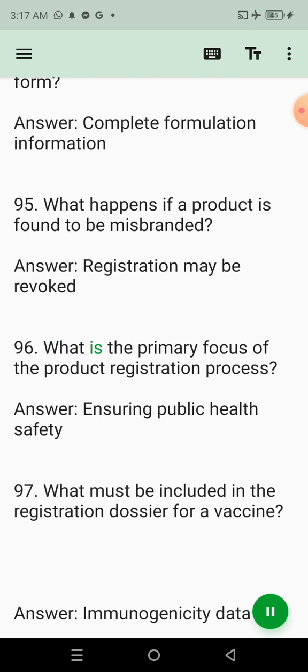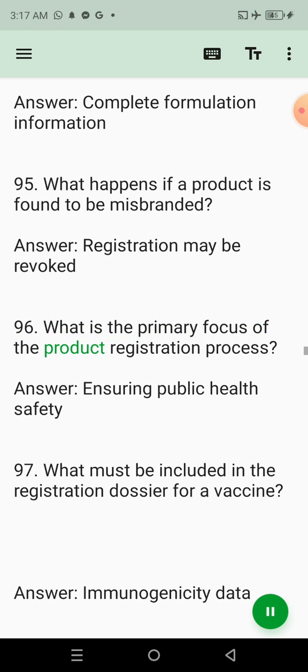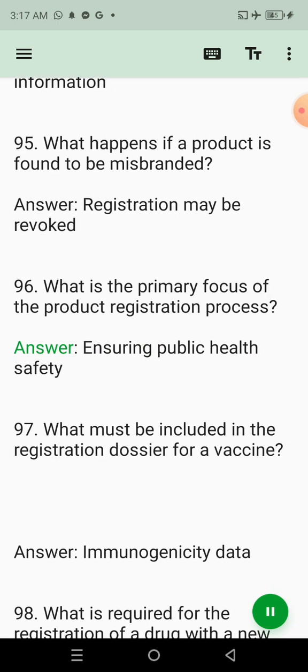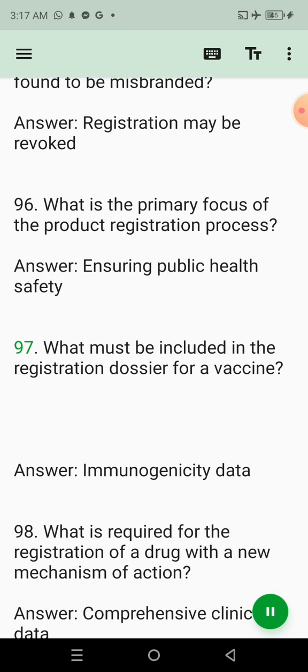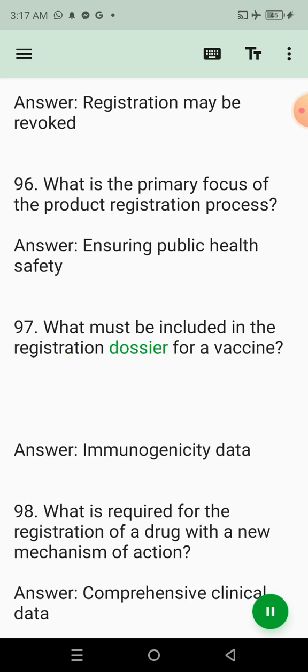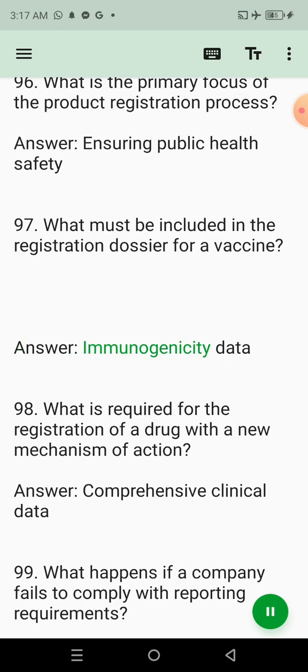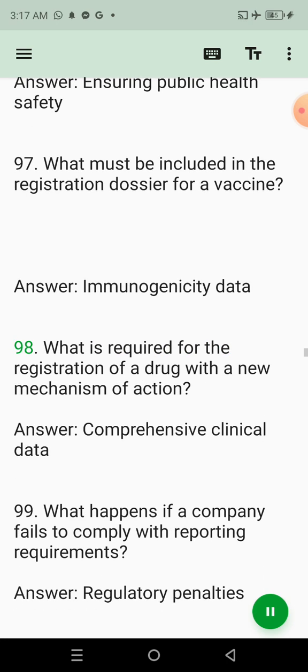96. What is the primary focus of the product registration process? Answer: ensuring public health safety. 97. What must be included in the registration dossier for a vaccine? Answer: immunogenicity data. 98.